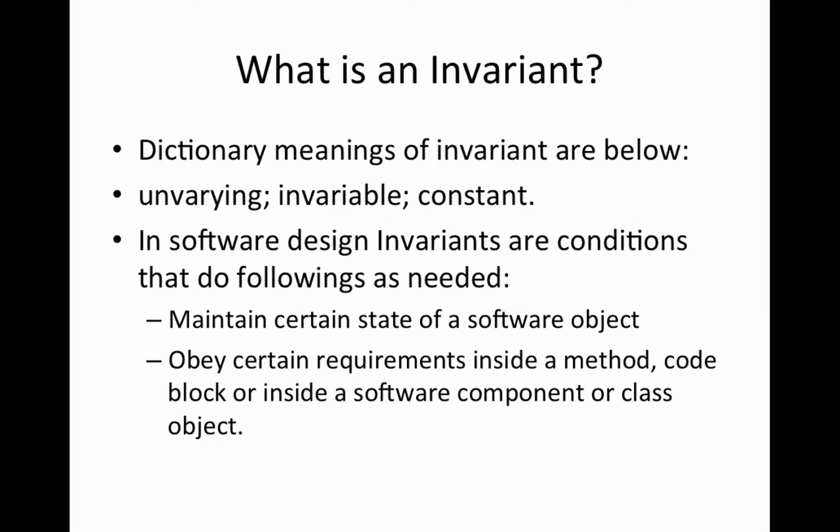Okay, so basically, the question is, what is an invariant? The dictionary meanings of invariant are as follows. You can see them at dictionary.com. Something that is unvarying, invariable, or a constant. But in software design, invariants are conditions that do the following as needed. Invariants maintain a certain state of the software object, and they obey certain requirements inside a method, code, block of code, or inside a software component, or inside a class object. And if this is too abstract, this will become clear soon.